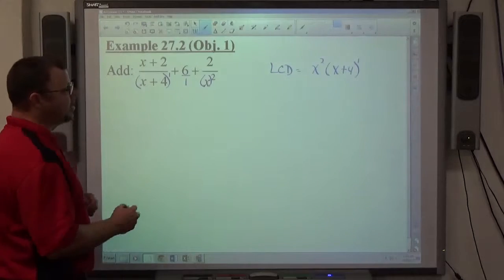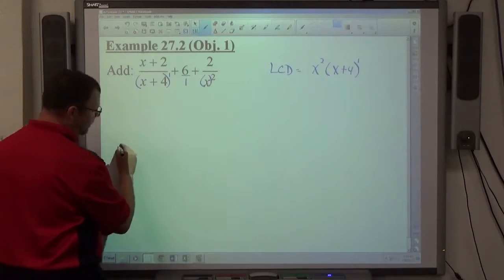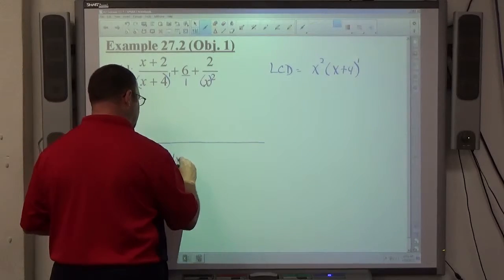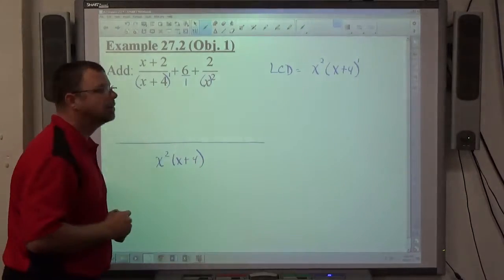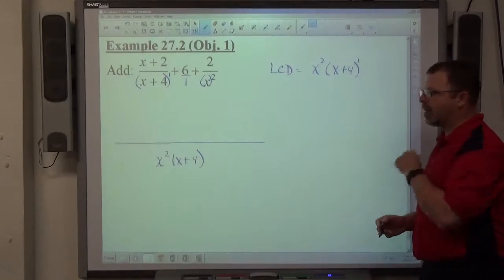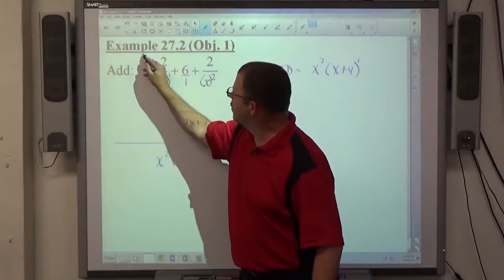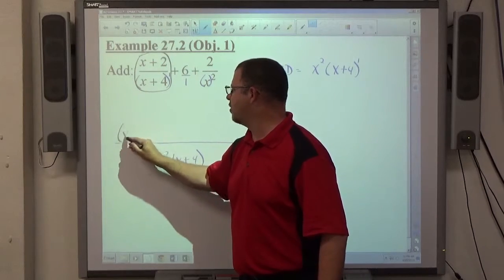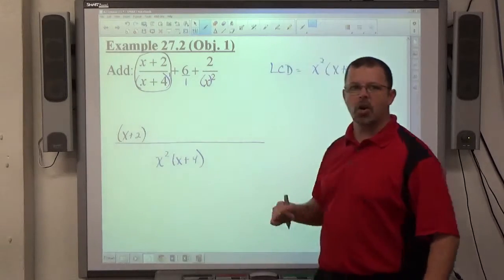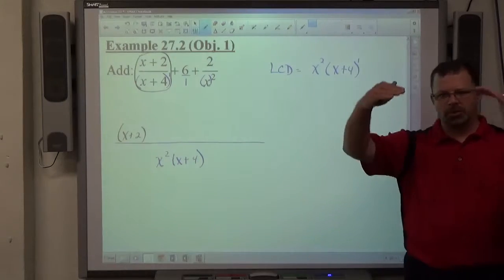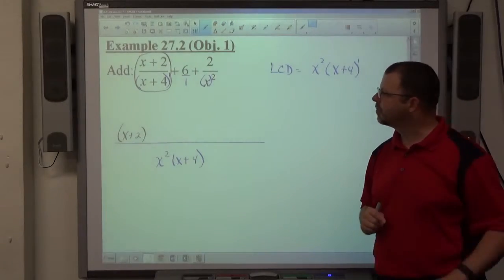So once I establish the least common denominator is that thing, I make my fraction bar. I got x squared times x plus 4 as my common denominator. And then I simply have to modify each numerator appropriately for how I created the common denominator. So the first fraction is this one. x plus 2 is the numerator. Notice the numerator is a binomial, so I encase that in parentheses. Always treat everything as one object.